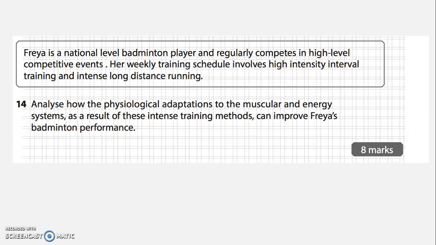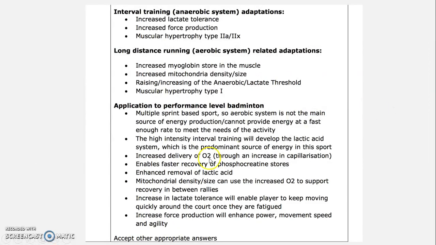With regards to this question, it's important the fact she's a badminton player. For an analysis question, you're going to have to say pros, cons, how is it going to actually help her with regards to badminton? And that's something you're going to have to talk about. So pause this and give this a go. There's your answer. Have you noticed a lot of it is through the application to performance level badminton?